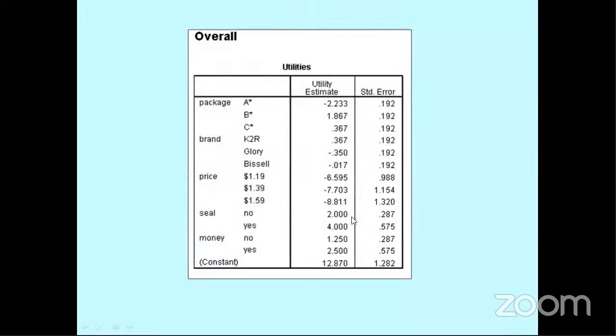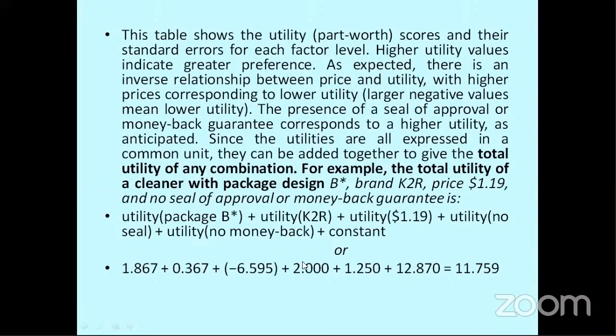Utility of no sale 2. Utility of no money back guarantee, it is 1.250. Okay. And the constant in the model is 12.80. So I'm getting the answer 11.759.